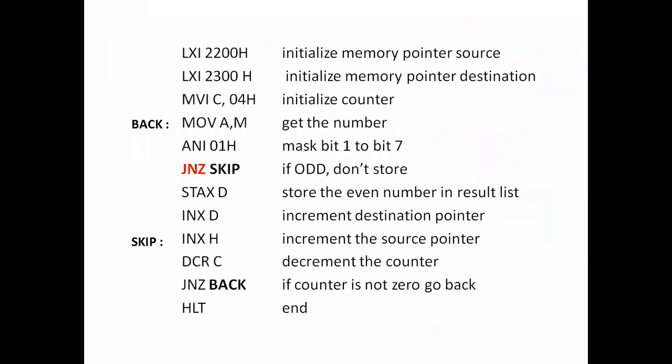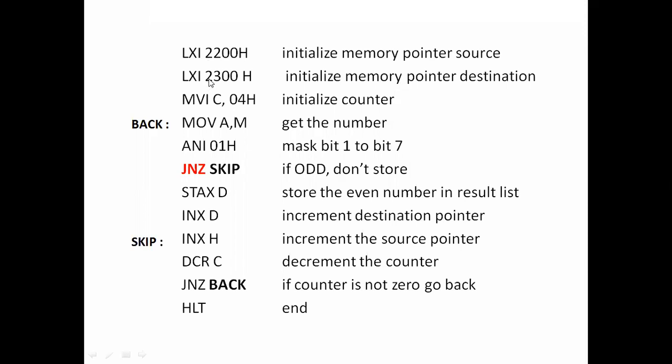How will the program work? First of all, I have initialized the memory pointer, the source memory pointer from where we are going to get the data. That is LXI H, 2200. It is wrongly written as LXI H. We are going to load the HL pair with 2200, as well as initialize the memory pointer for the destination. So LXI D should be here.